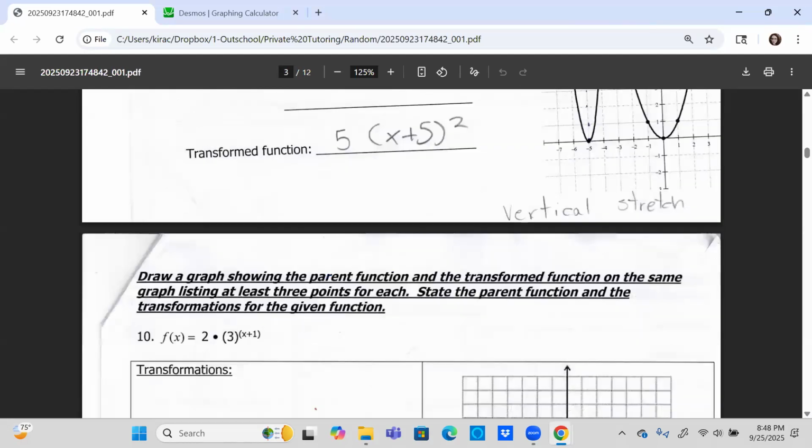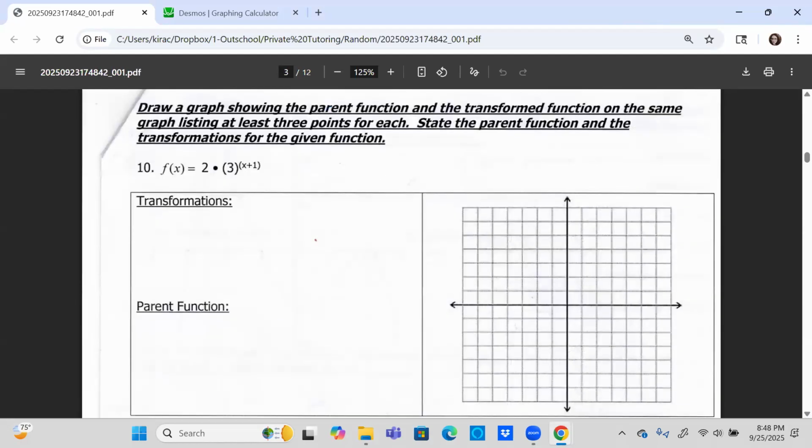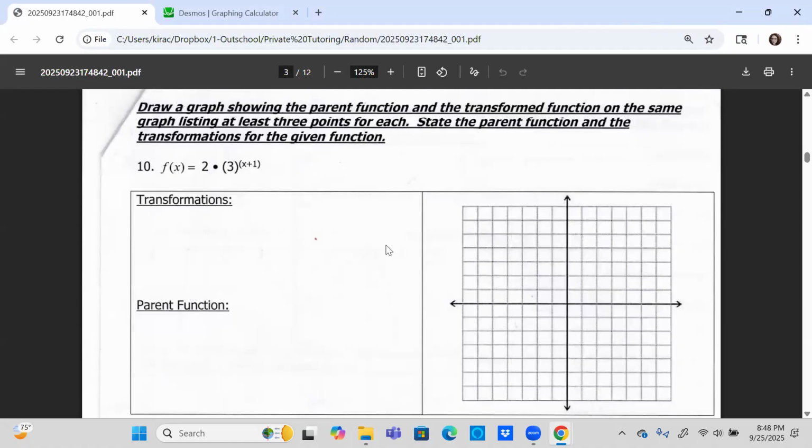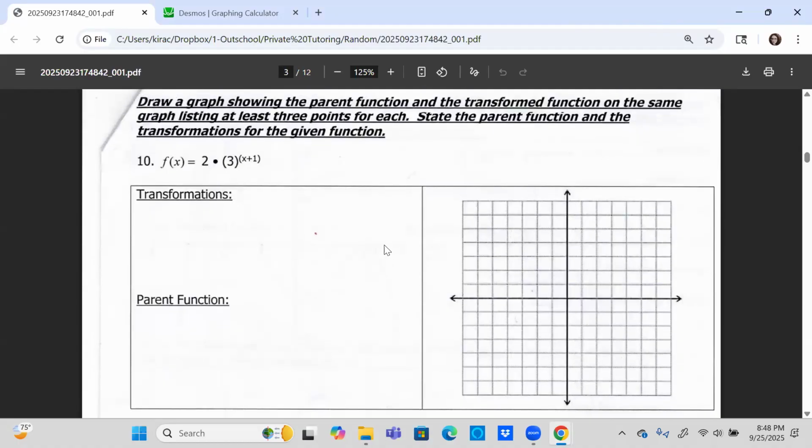Third page. Draw a graph showing the parent function and the transform function on the same graph, listing at least 3 points for each. State the parent. Okay, well, here's the transformed. The parent is just 3 to the x. So let's go ahead, get that done.